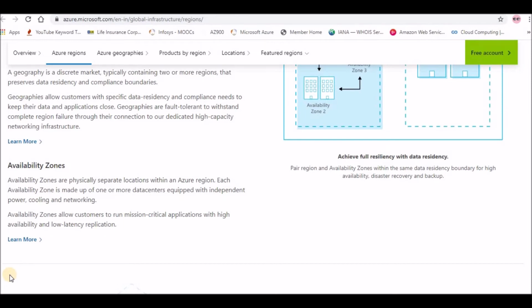And there are certain services that support multiple availability zones. If you see, Windows and Linux VMs support availability zones, and you can have VM scale sets, managed disks, SQL databases, event hubs, VPN gateway, and ExpressRoute. So these are the various services that support the availability zones.